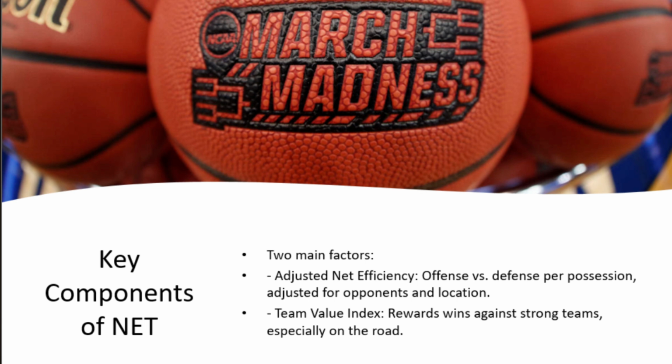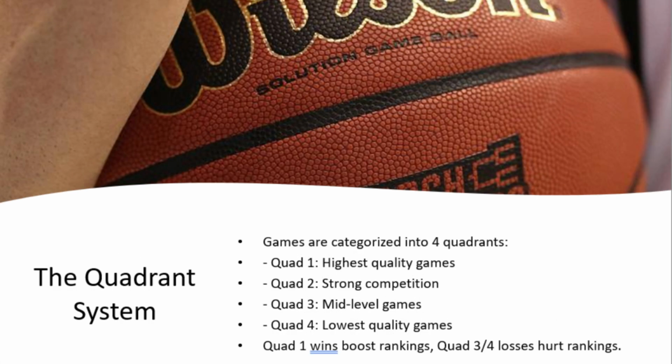Additionally, wins or losses are categorized using the quadrant system. Quad 1, that's the highest quality game. Example, beating a top team on the road. Quad 2, that's good wins, solid competition. Quad 3, less impressive wins or close losses. And Quad 4, wins against weaker opponents or bad losses. Teams want to maximize their Quad 1 wins and minimize Quad 3 and 4 losses, because those are critical when the selection committee evaluates a team's resume.